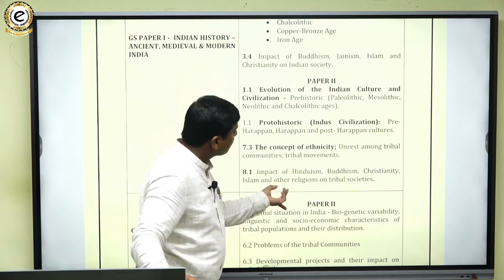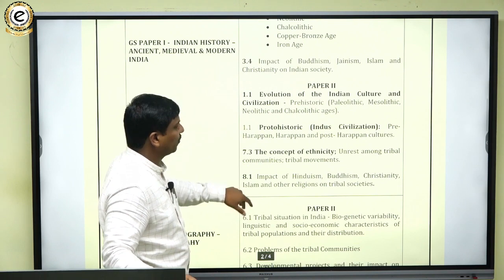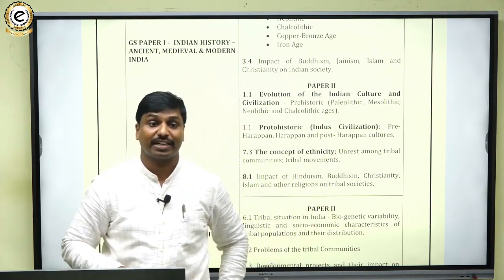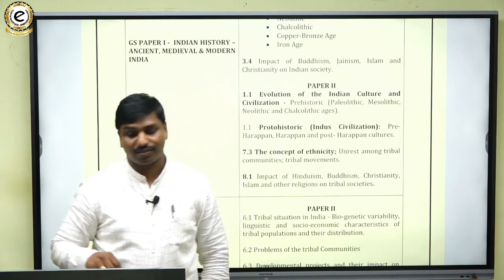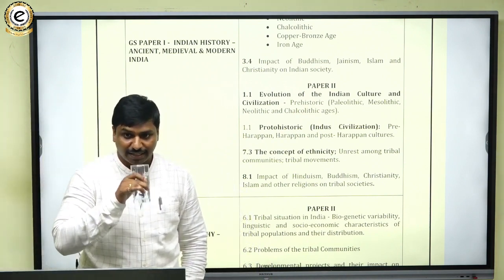So at the very beginning, those are some portions. Then in modern history, you will study the socio-religious reform movements, where you will also study the tribal movements and all those things.